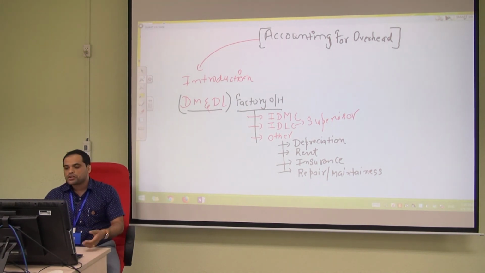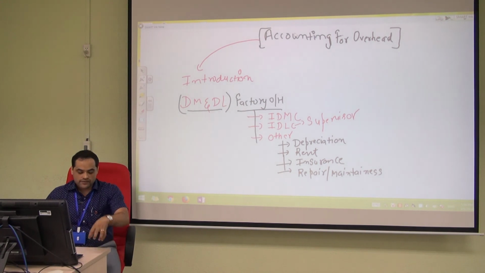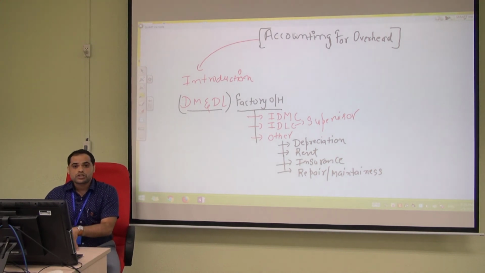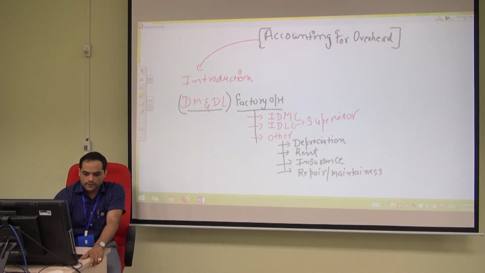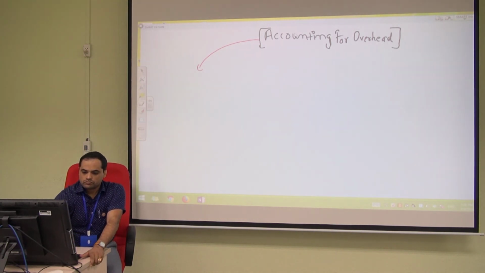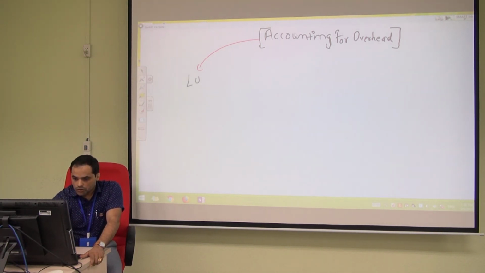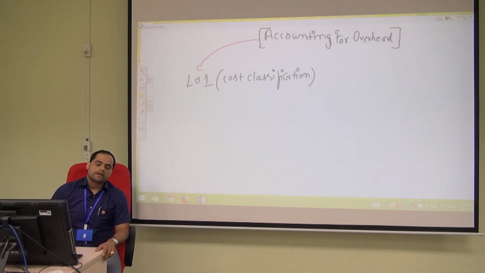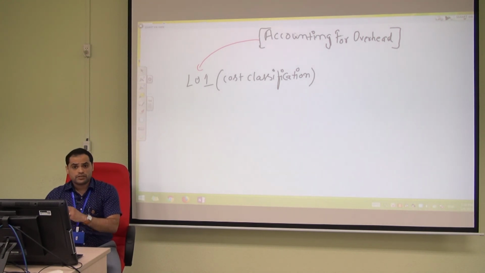Right? So now we move on to learning outcome 1, which is the nature and the behavior of the cost, or cost classification on the basis of nature and behavior. So, learning outcome 1, which is cost classification. Cost classification only on the basis of nature and behavior, because that is more relevant to the factory overheads.